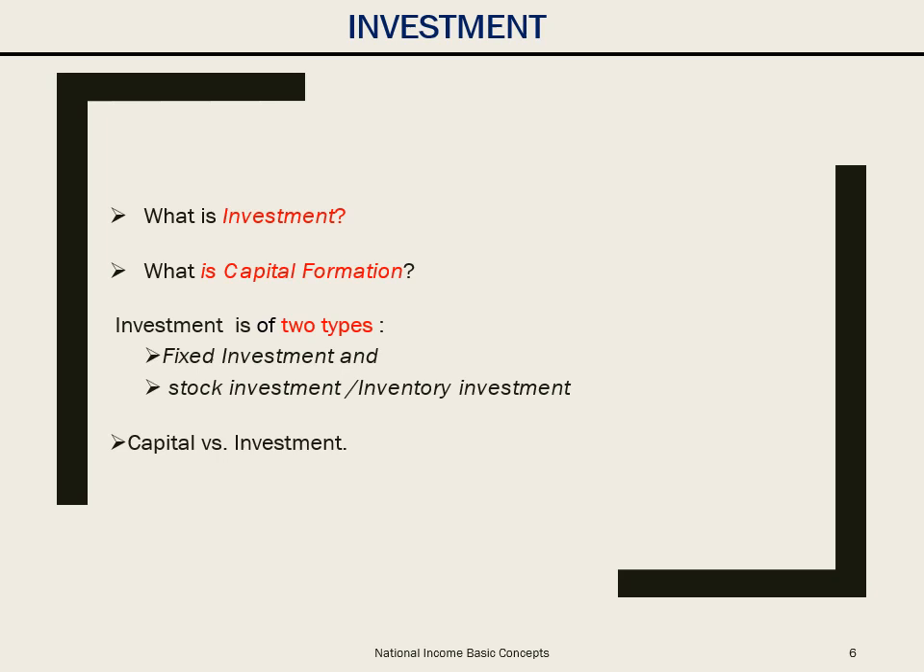This investment is of two kinds. It can be fixed investment and stock investment. What is fixed investment? Investment in fixed capital, which is usually durable, is called fixed investment. While investment in stock of raw material, semi-finished goods and finished goods is called stock investment.